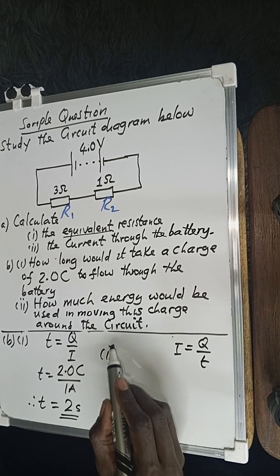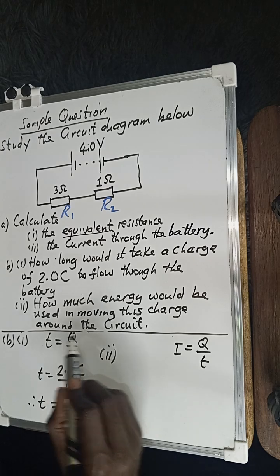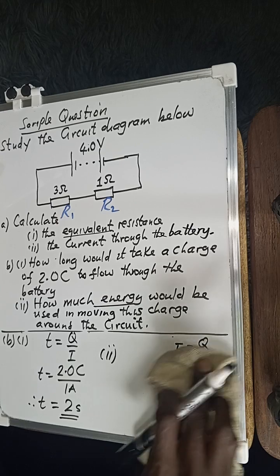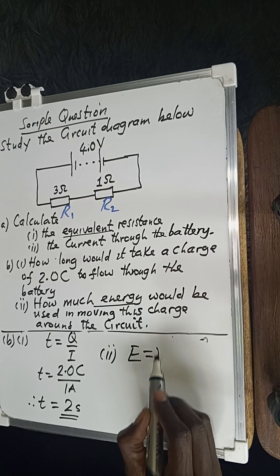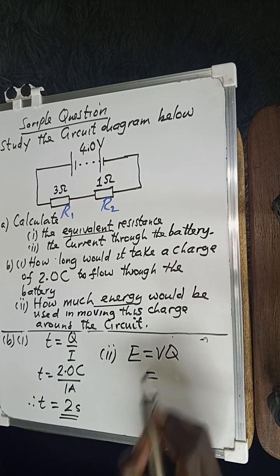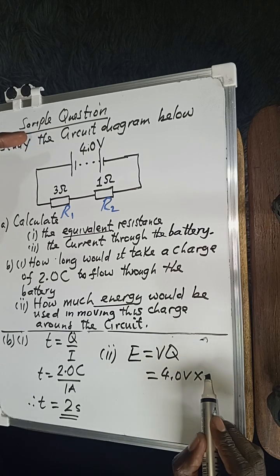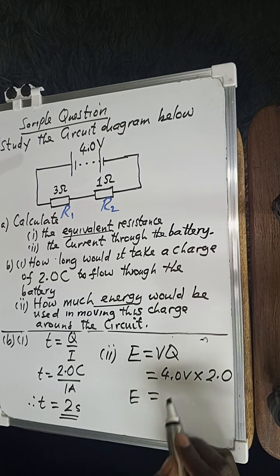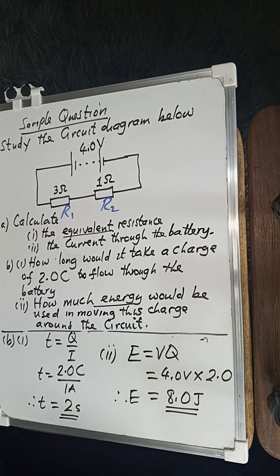Okay, then we can move on to our last one, that is B2. How much energy would be used in moving this charge around the circuit? So they want you to find how much energy. Now you remember the formulas that I looked at for energy. You can apply many of them. For example, I can use energy is equal to voltage times charge. I know the voltage from the battery is 4.0 volts, and the charge is 2.0 coulombs. So when I multiply that, it is simply going to give us 8.0 joules. Remember, energy is measured in joules.